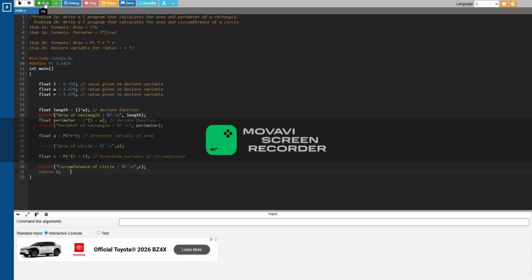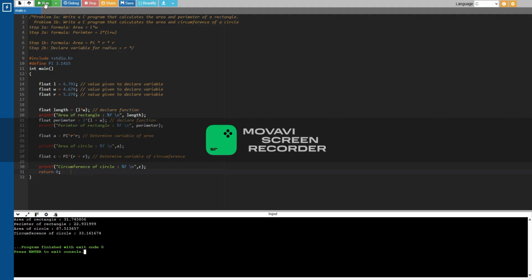Looking and verifying that everything looks good, we run this. The results we get are 31.74, 22.93, 87.51, and 33.16 in the console for the area of the rectangle, perimeter of the rectangle, area of the circle, and circumference of the circle.